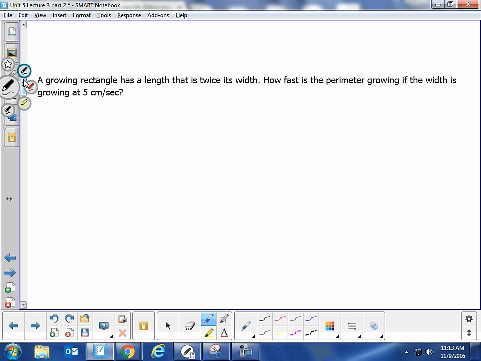We have a growing rectangle that has a length that is twice its width. How fast is the perimeter growing if the width is growing at 5 meters per second? We got to know what the perimeter of a rectangle is. That's not going to be given to you. I like to use 2L plus 2W. All right. Now, we are told that the length is twice its width. Length is twice the width.